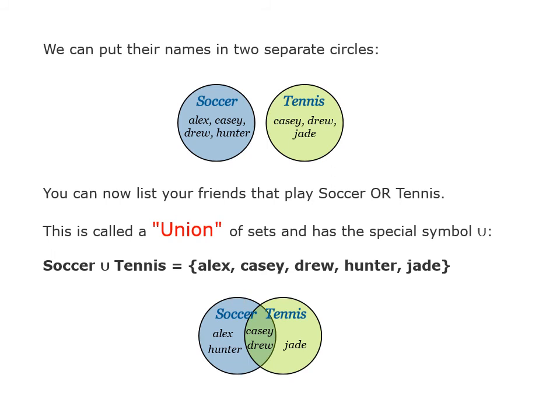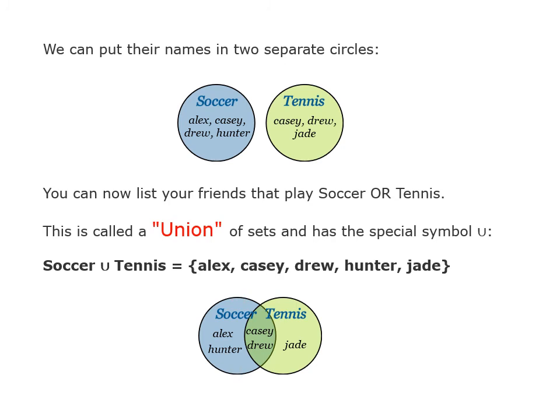We can put their names in two separate circles. For soccer, we have Alex, Cassie, Drew, and Hunter. For tennis, we have Cassie, Drew, and Jade. You can now list your friends that play soccer or tennis. If you combine all of these, this is called our union. The union of sets has the typical symbol U. Soccer union with tennis, we will have Alex, Cassie, Drew, Hunter, and Jade. Just list down all the names here. So that is your union.